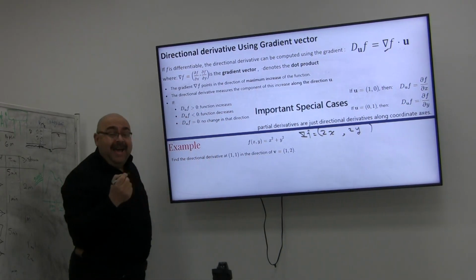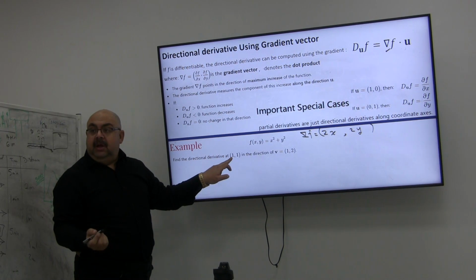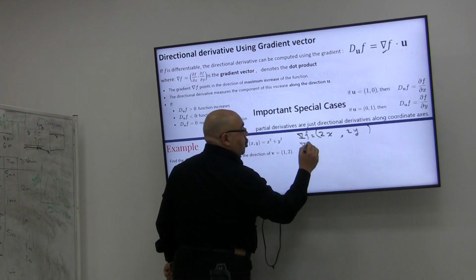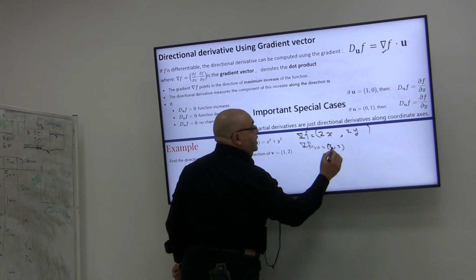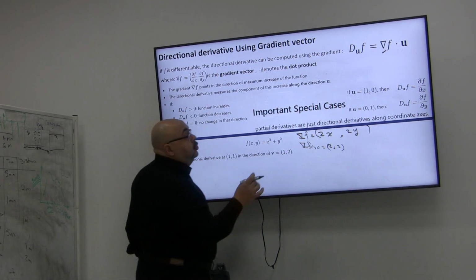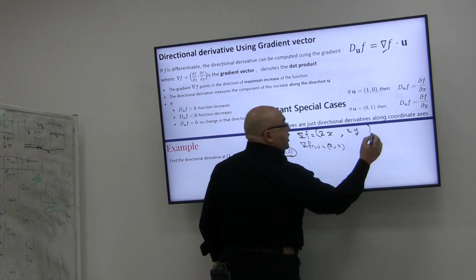At 1 and 1, can you get the gradient vector at 1 and 1? All I have to do is substitute. So the gradient vector of f at 1 and 1 is going to be 2 and 2. Is this difficult? Second step. I want you to get the u vector. This is the v vector. I want to get the u vector.